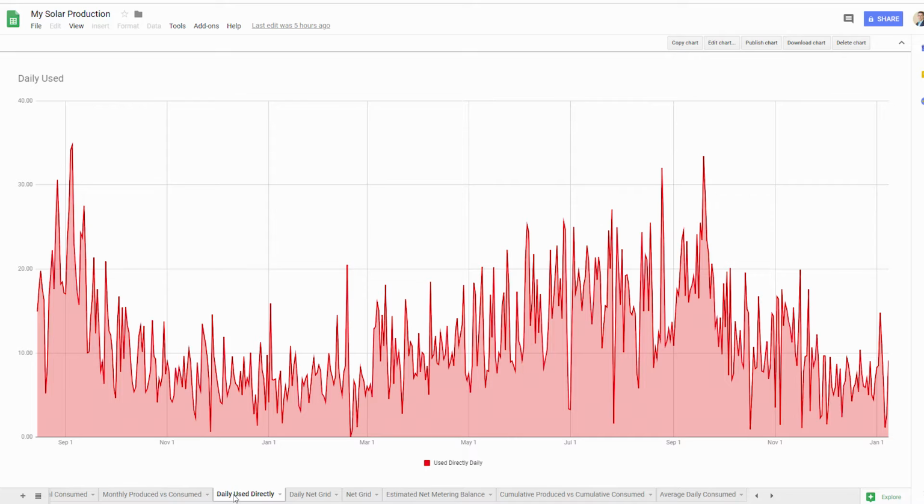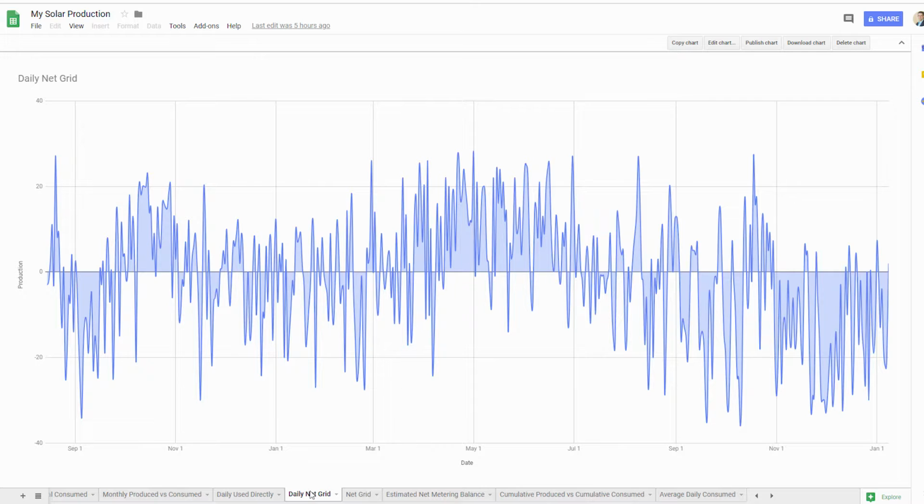All right, just a couple more charts here. Daily used directly. So this is for each day how much we were using directly from the solar. Daily net grid. So for each day, were we negative or positive in relation to the grid? Did we put more into the grid or less? So here, for instance, we put 27 kilowatt hours more into the grid than we consumed, versus down here, we consumed 34 kilowatt hours more than we put into the grid. So you can see we were running a deficit and then went positive. And you can see there are some general trends here that keep being consistent across these charts. You can see the same going up and down at different seasons of the year.